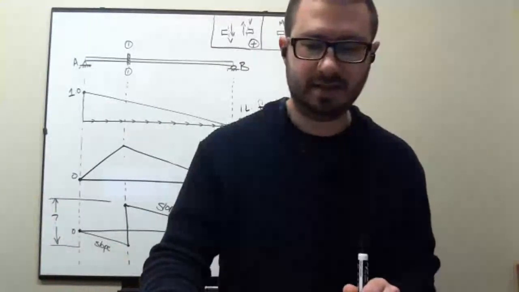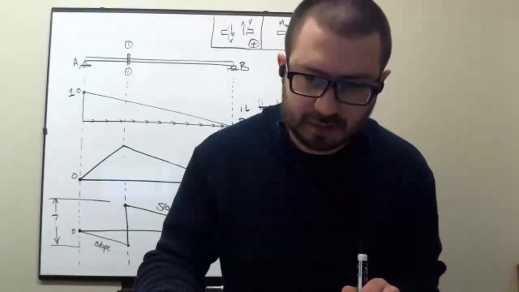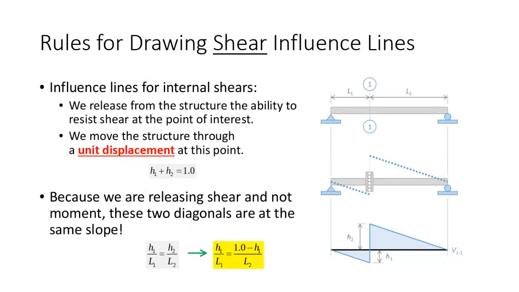So let me go back to the slide here to kind of show you what's going on. When you're drawing a shear influence line, again, what you do is you institute a shear release, and what that shear release does is it allows shear translation, but nothing else. So the two lines have to have the same slope. So that total displacement has to equal 1, okay?